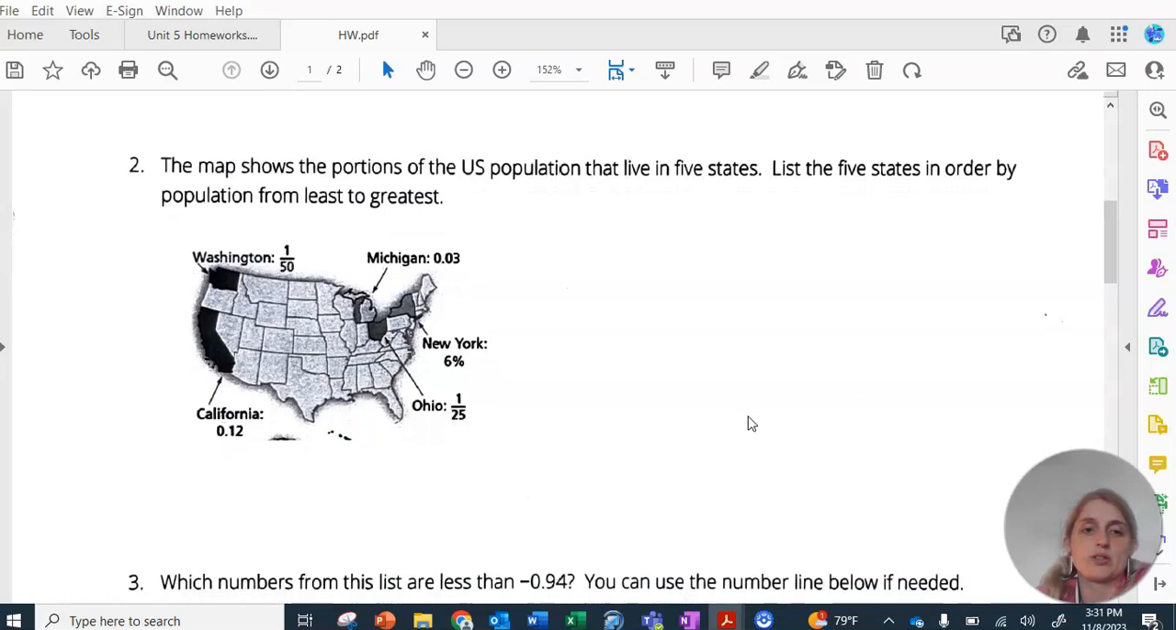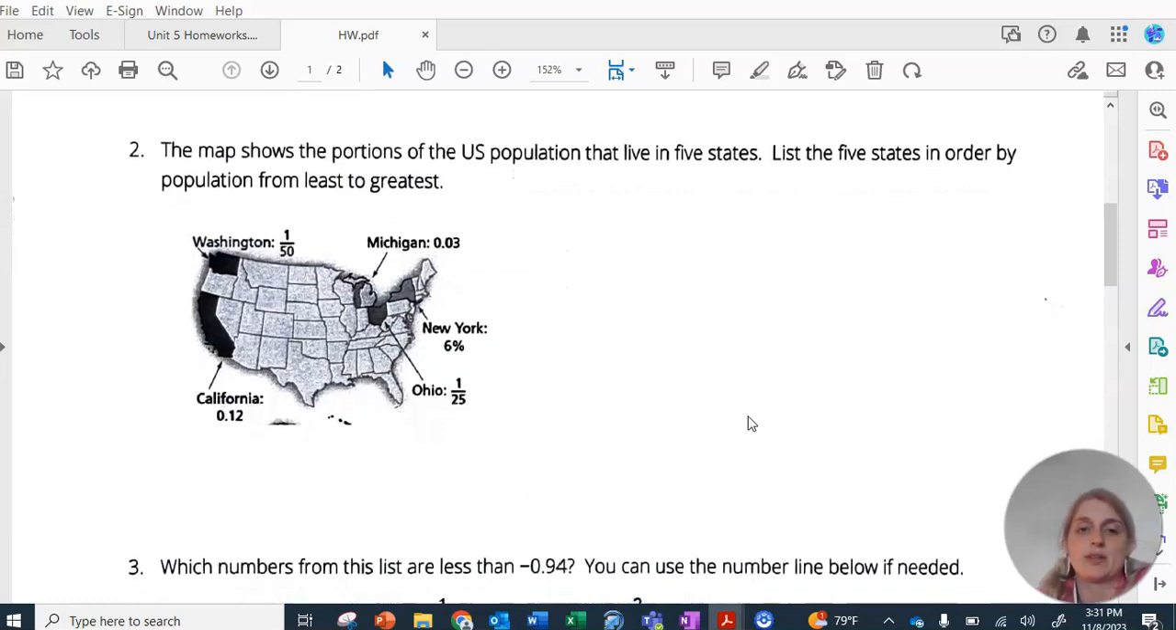This is a map that shows the portions of the United States population that lives in 5 states. We've got Washington, California, Michigan, New York, and Ohio. List them in order from least to greatest. So we've got decimals, we've got fractions, we've got percentages. In order to really compare them, they all need to be the same. So I recommend changing them all into decimals. For me, those are the easiest.